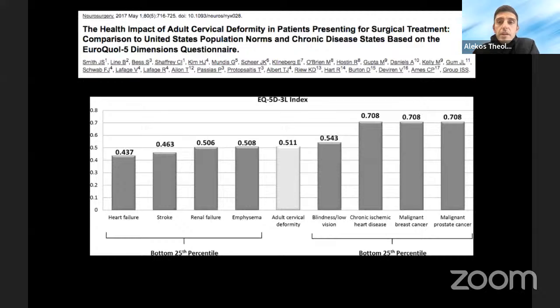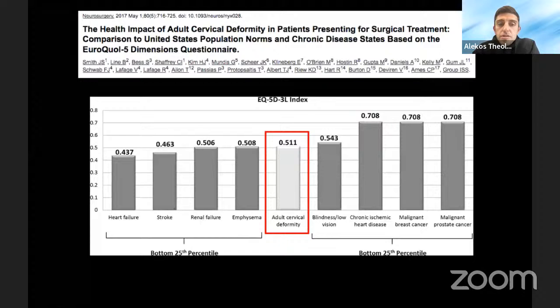Another nice study from the International Spine Study Group in 2017 from Neurosurgery found that adult cervical deformity was among the chronic conditions that affected the EQ5D. This is the bottom 25th percentile, so extremely disabling conditions from a global functional standpoint, not just based on the NDI. You can see that it's up there with emphysema, renal failure, stroke, heart failure, blindness, CAD, metastatic breast cancer, and prostate cancer.